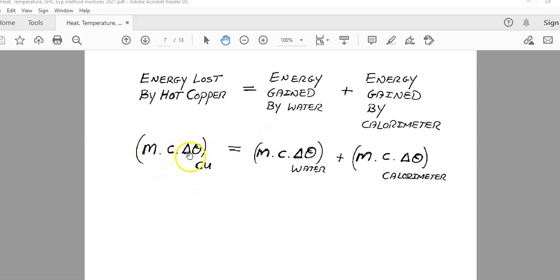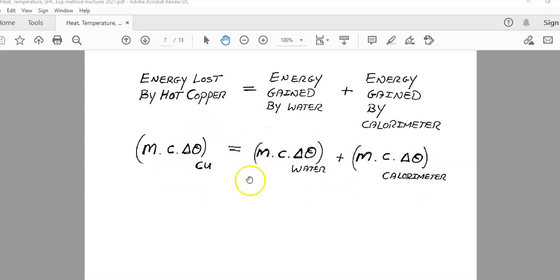all this together. The mass by specific capacity by change in temperature of the copper equals the mass by specific capacity by change in temperature of the water plus the mass by specific capacity by change in temperature of the calorimeter. Remember, the calorimeter is made of copper, so we know that number. The specific capacity of the copper and the specific capacity of the calorimeter, of course, will be the same number. And the change in temperature of the water and the change in temperature of the calorimeter will also be the same number because the water and the calorimeter are together at the start, they're together at the end, so the rise in temperature will be the same for each.